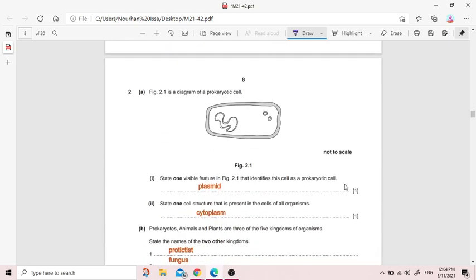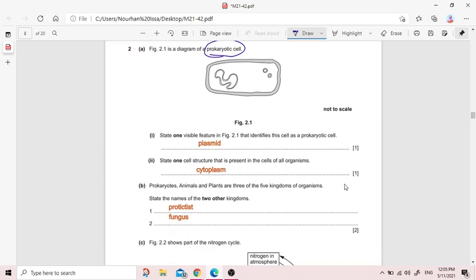Question number 2. Figure 2.1 is a diagram of a prokaryotic cell. State one visible feature that identifies this as a prokaryotic cell. What makes me say that this is a prokaryotic cell? I can say plasmid or loop of DNA, no nucleus here, okay? So what is the feature visible that makes me identify that this is a prokaryotic cell?